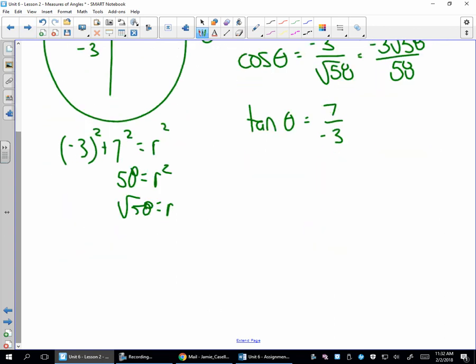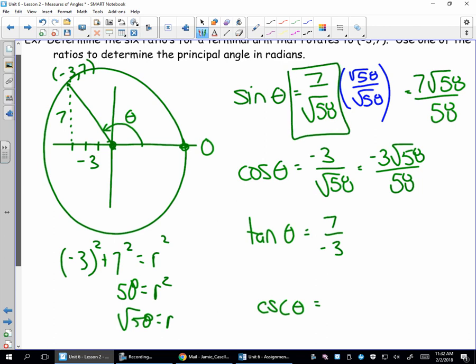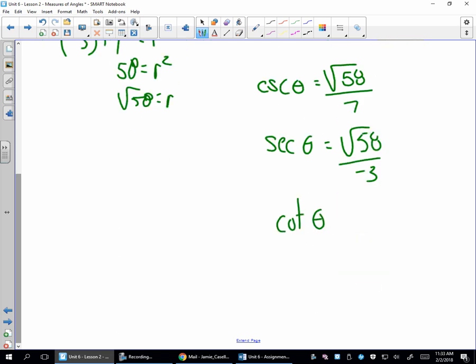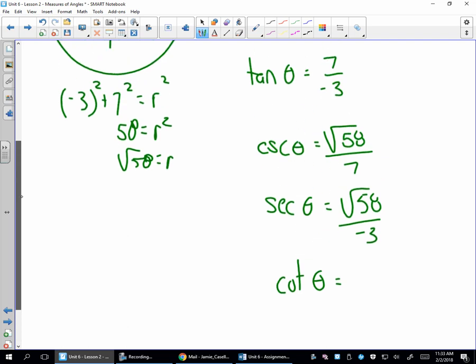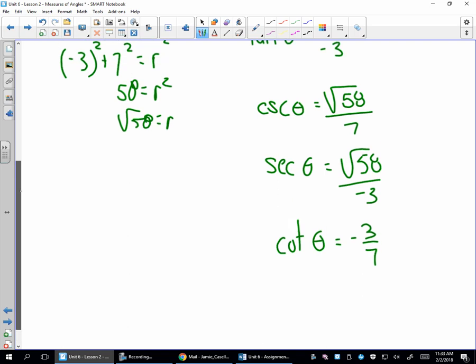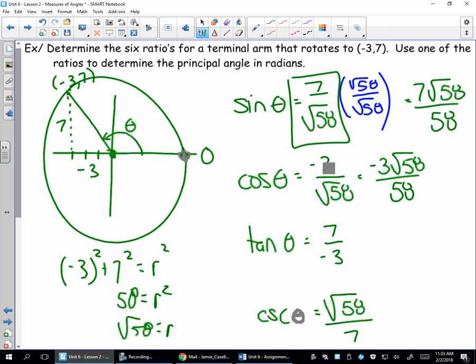Okay, we can also find our reciprocals. So the reciprocal of sine is cosecant. I can go back to the initial answer for this, right? I want to flip this. That way I don't have to re-rationalize again. So 58 over 7. We can do secant, opposite of cos. So root 58 over -3. And then we have cotangent, the opposite of tan. Tan was 7 over -3, so we have -3 over 7. It's exactly what we did last unit. We actually haven't changed anything even yet. We're just writing down our ratios.